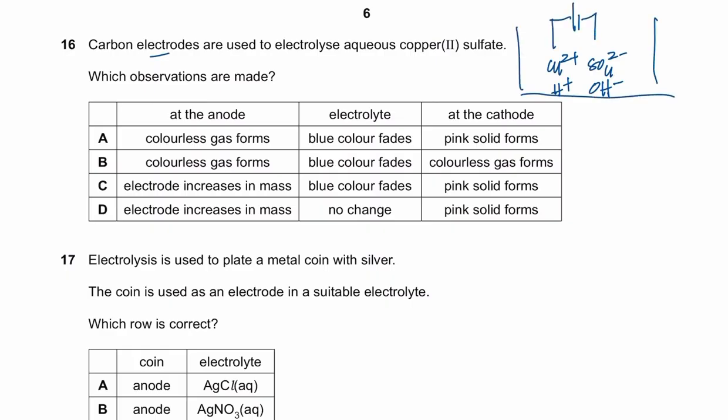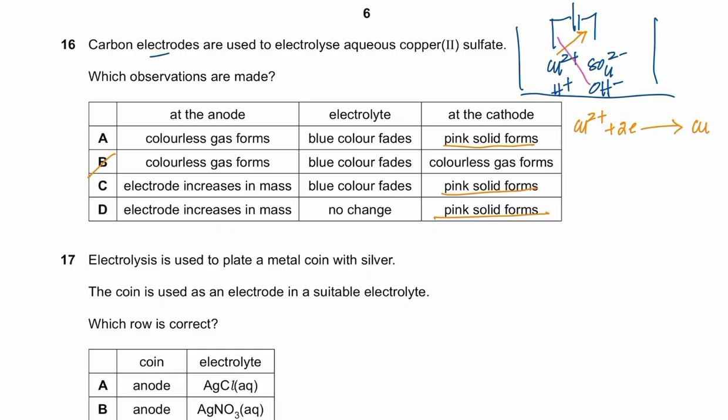And this is my entire electrolysis chamber. Now what would happen is Cu2+ has a greater discharge power than H+. It's more reactive. That's why it's going to go towards the cathode and be deposited as copper solid. So Cu2+ gains 2 electrons at the cathode, becomes copper solid, which is a pink solid. So we say that at the cathode a pink solid forms, therefore B is obviously eliminated. Then what would happen at the anode?